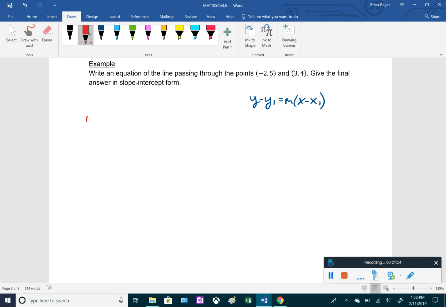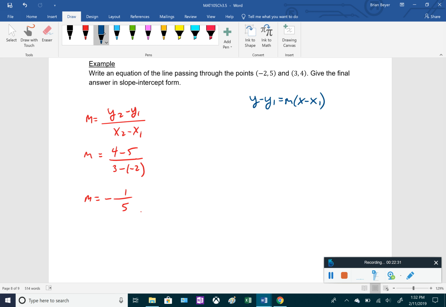And then we need to find the slope. So we need to find m, which we can do because it's the slope formula. So what I'm going to do is let the first point, negative 2, 5, be x1, y1, and then 3, 4 be x2, y2. So it's going to be 4 minus 5 over 3 minus negative 2. So it's going to be negative 1 over 5. 4 minus 5 is negative 1, 3 minus negative 2 is 5. So I'm just going to write it like that. Negative 1/5 is our slope.